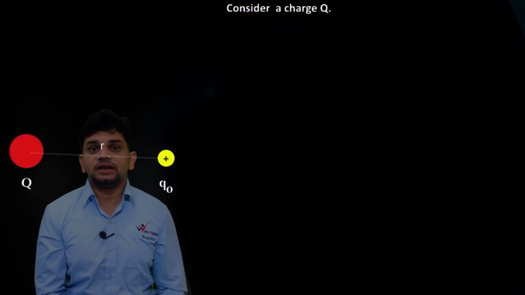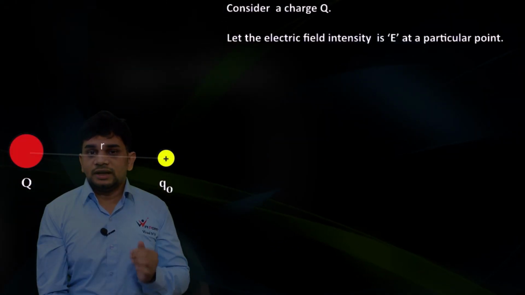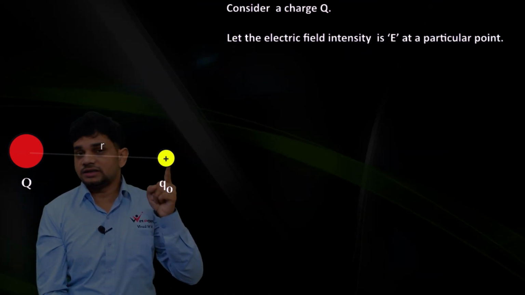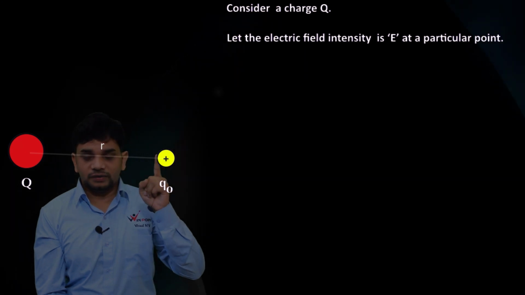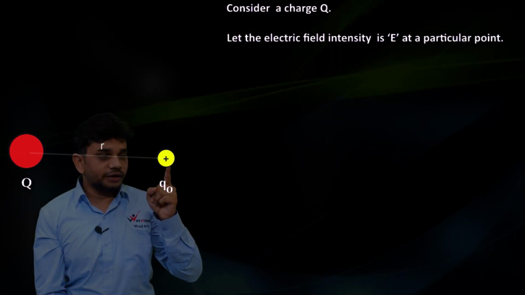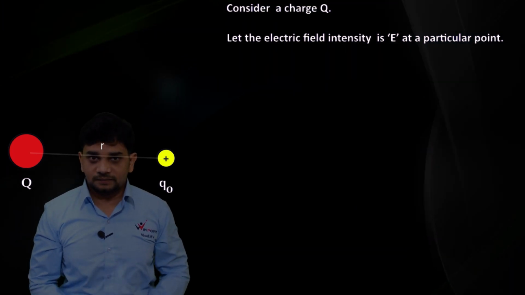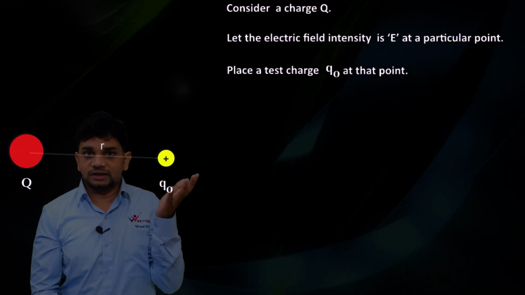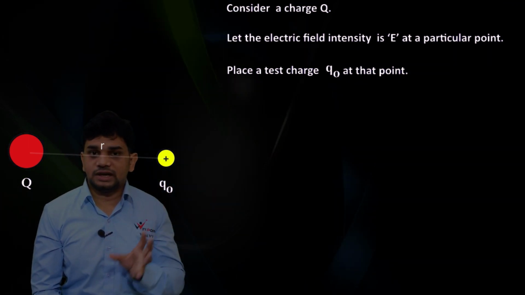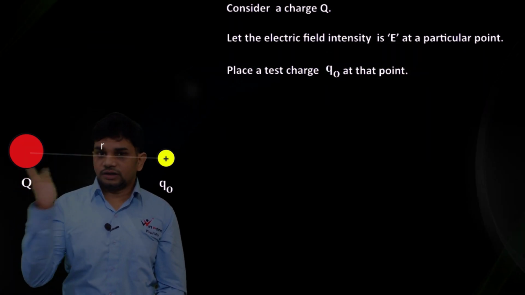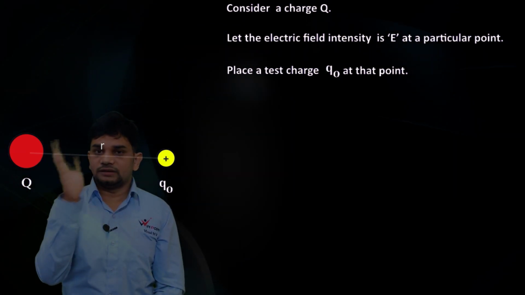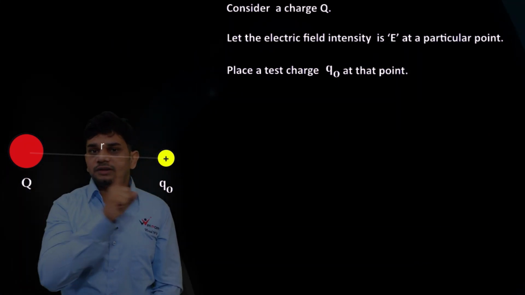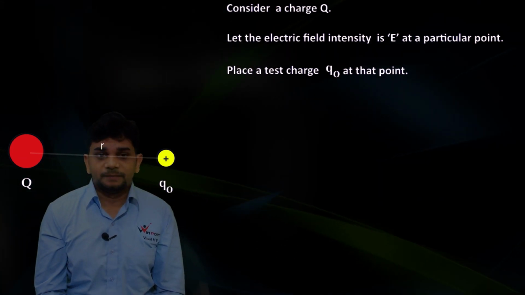Now let us write it. Consider a charge Q. Let the electric field intensity be E at a particular point. At this point, the electric field intensity is E. Place a test charge Q0 at that point. We have placed a test charge here. So this you need to write before starting the derivation. There are two charges, one is Q and second one is Q0, and the distance between these two charges is R.